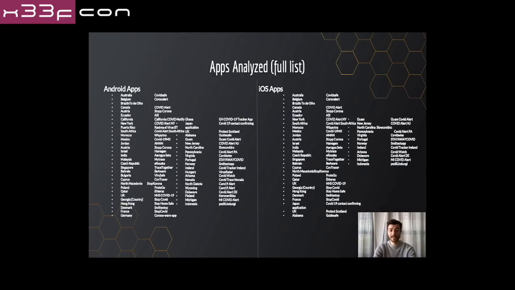Now, for anybody interested in a more granular spread of what applications we actually took a look at, I've gone ahead and enumerated all of those applications on this slide here, so you can see both Android and iOS, the applications by country, by name, or by state and name, US territory and name. So you can actually take a closer look at all the different individual applications that we analyzed as part of this analysis that we're discussing here today.